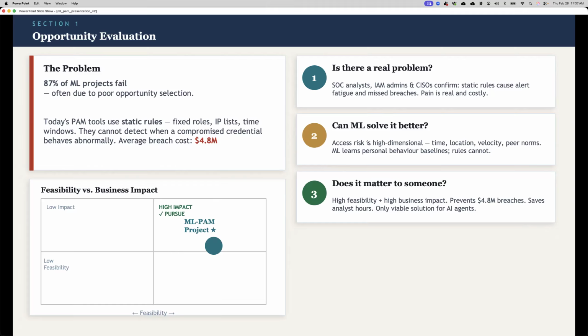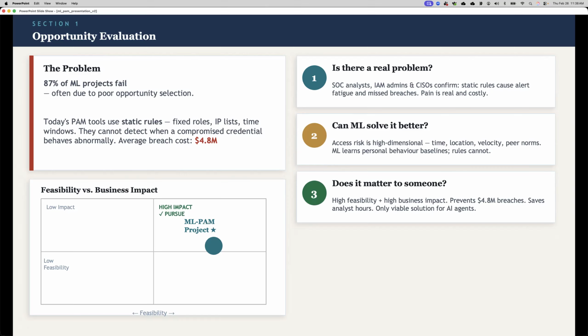In practice, this leads to two outcomes. One, analysts are flooded with noisy alerts, or worse, the real attack slips through undetected. My conversations with SOC analysts, IAM (identity and access management) administrators, engineers, and security leaders consistently confirm this pain point, and the financial impact of breaches makes it a serious business issue.